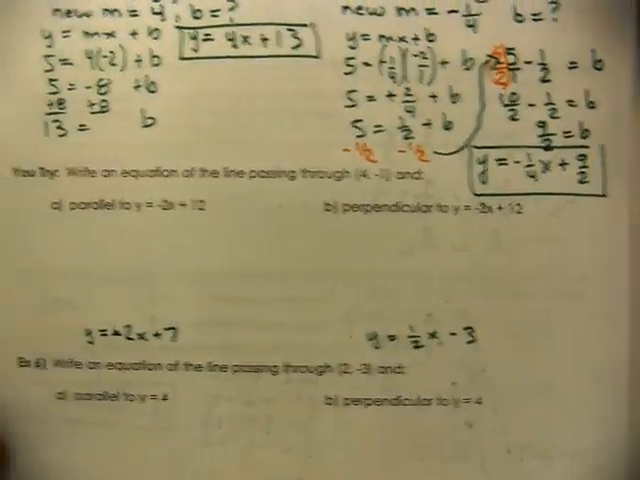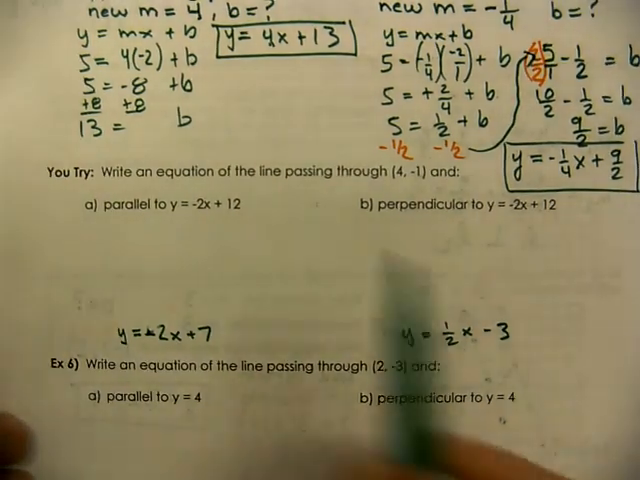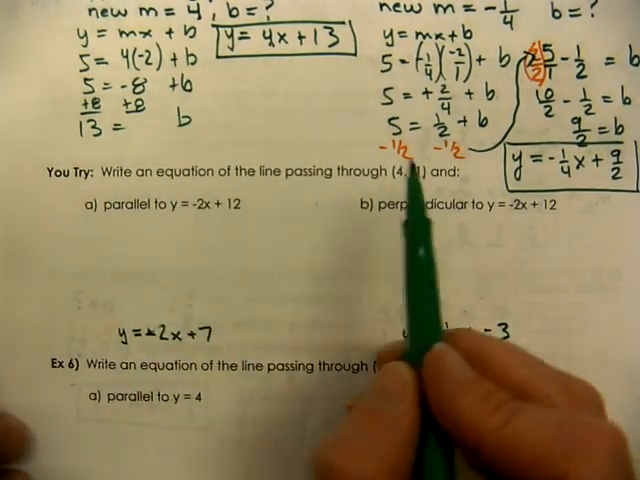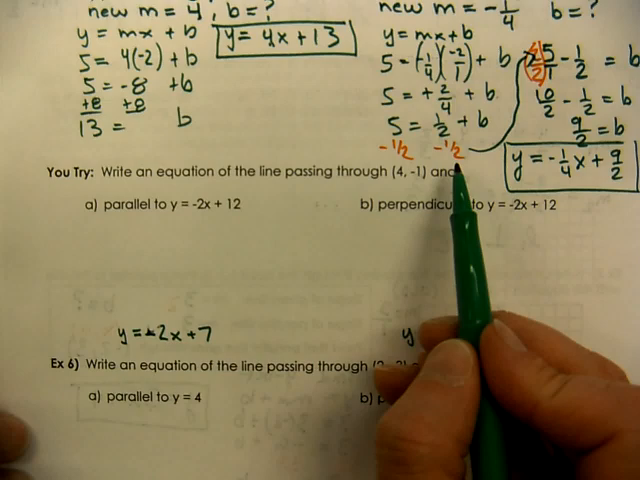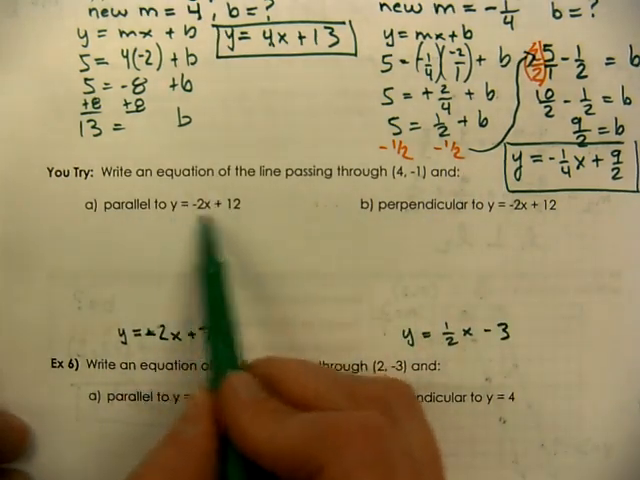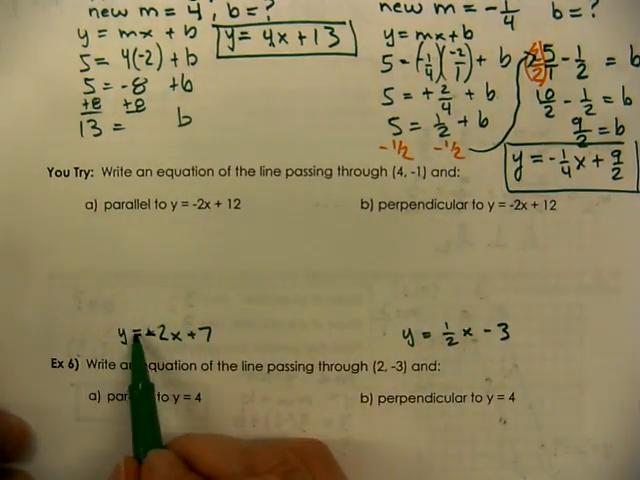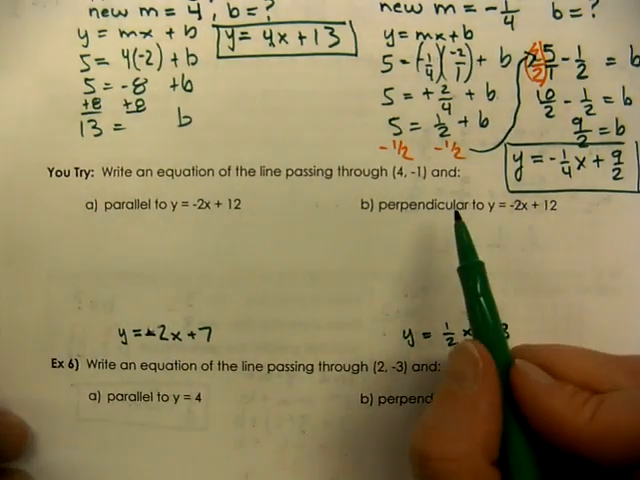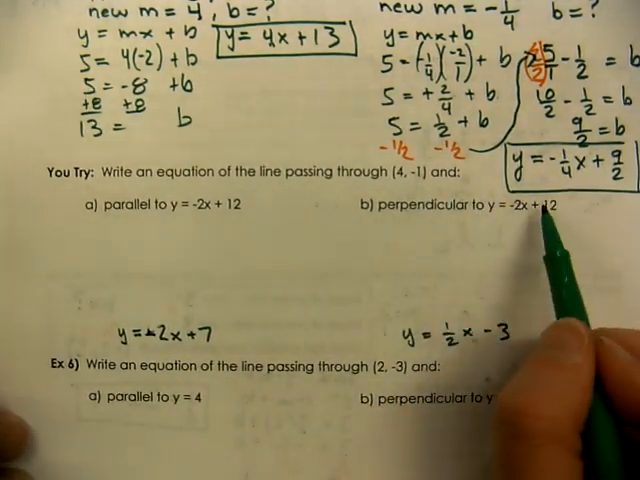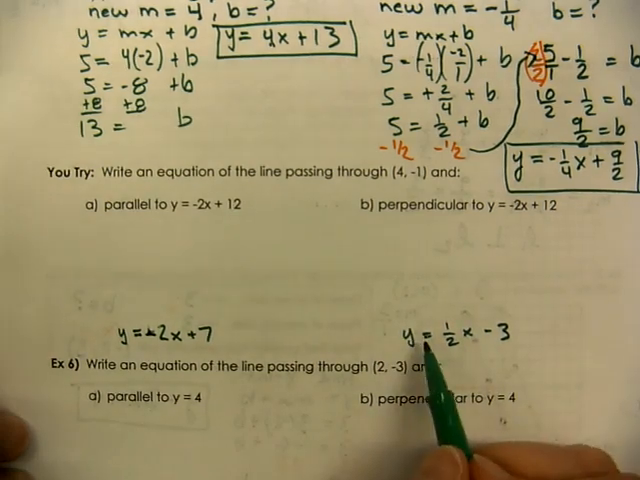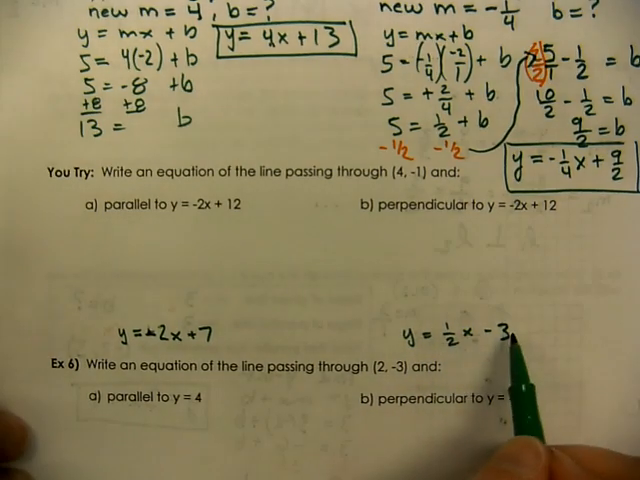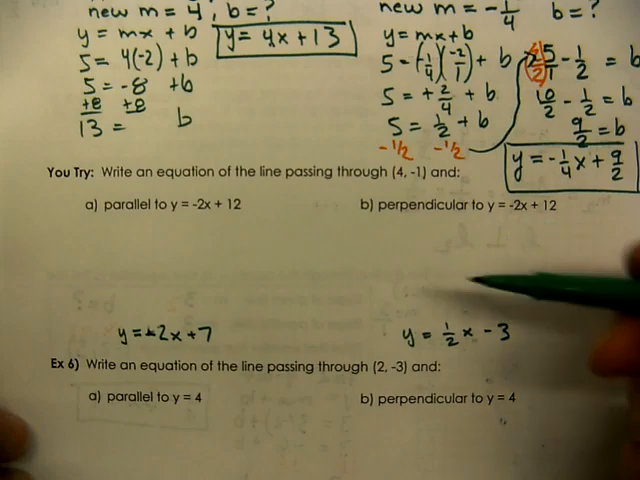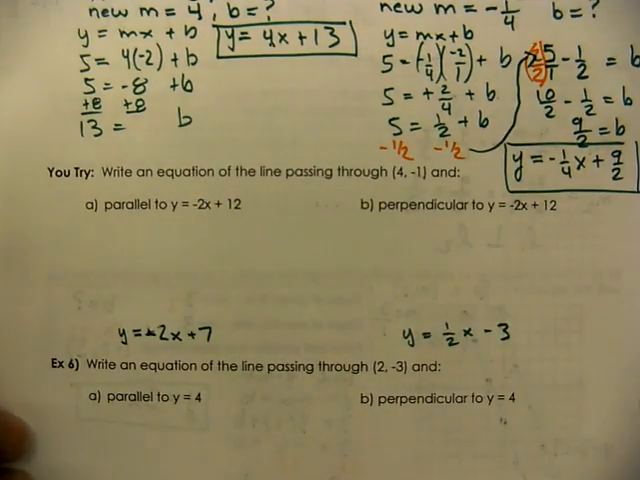So I want you to practice these. I'm providing the answers here so that you can check your own results. You're going to write a new equation passing through the point 4, negative 1, parallel to this given line. And here's your answer, y equals negative 2x plus 7. See if you can get that result. And then perpendicular to the given line, your answer should be y equals positive 1/2 x minus 3. Jot those down, pause the video, see if you can work those out, and see if you can get those answers.